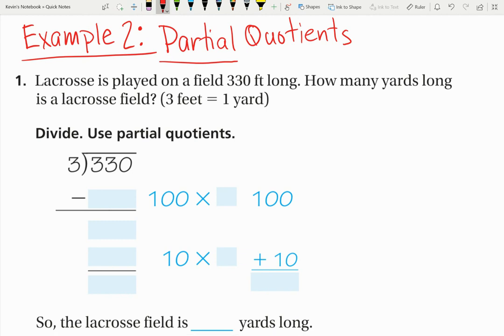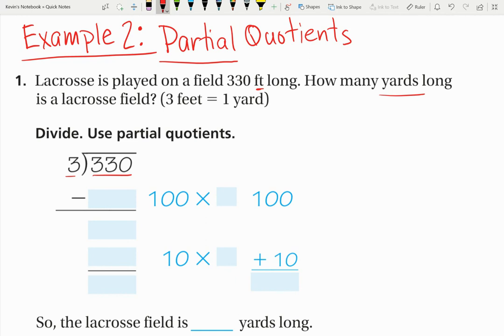Now, here's the problem. Lacrosse is played on a field of 330 feet long. How many yards is a lacrosse field? So again, they give you the answer in feet, but it's asking you to convert into yards. And we know 3 feet equals 1 yard. So if we go 330 feet divided by 3, that's going to give you basically how many yards this field is. So we're converting from feet to yards. So 330 divided by 3.